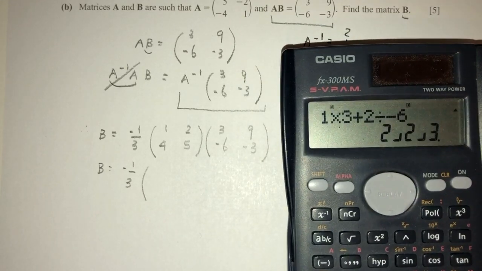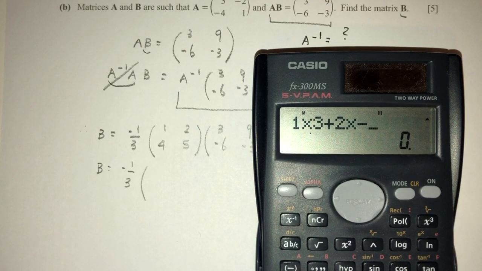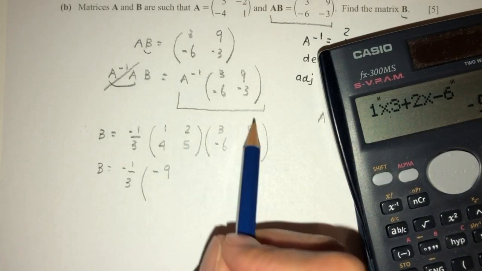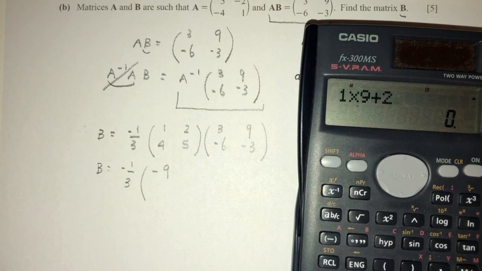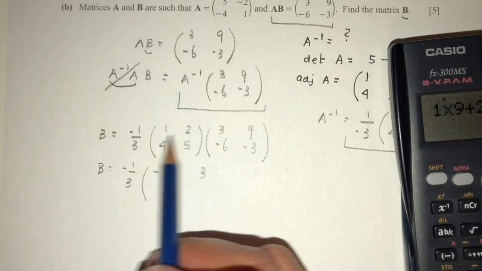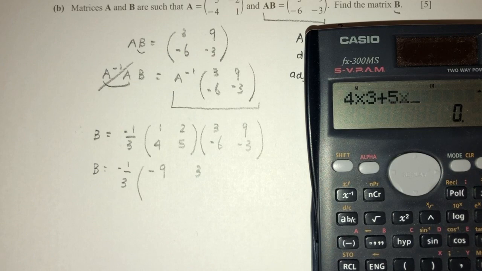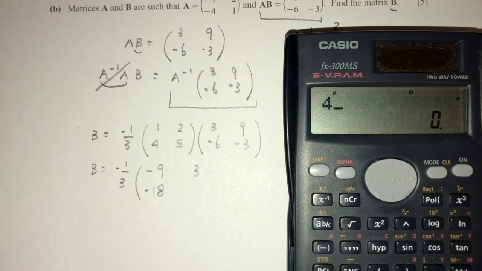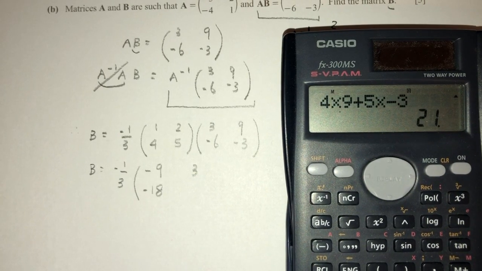Sorry, mistake. So 1 times 3 plus 2 times minus 6. That should be minus 9. Now for this value, rows by column, 1 times 9 plus 2 times minus 3. That will be 3. And this one now, rows by column: 4 times 3 plus 5 times minus 6, minus 18. And finally, 4 times 9 plus 5 times minus 3. That should be 21.